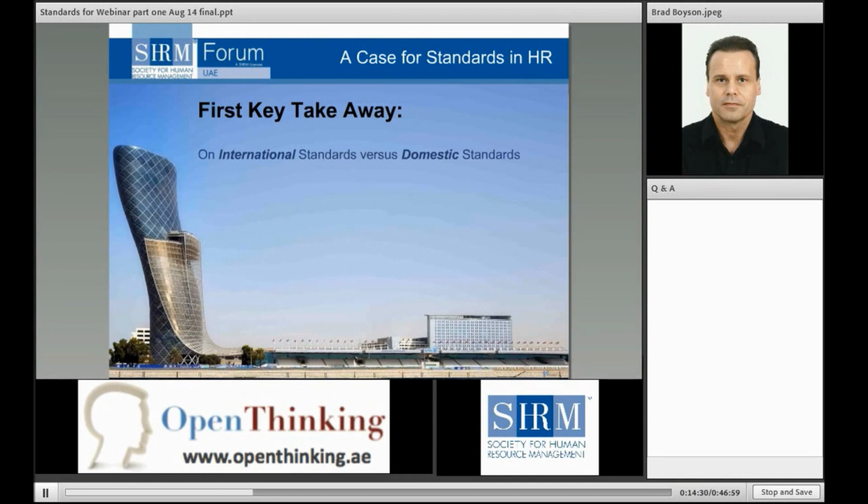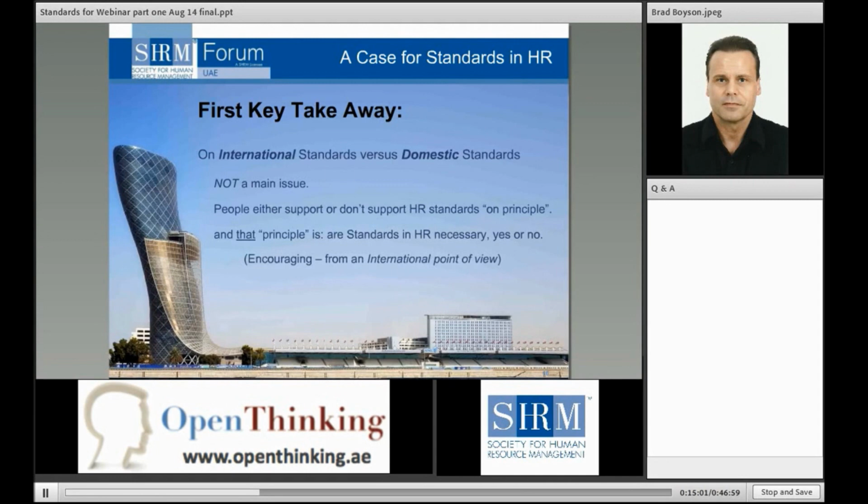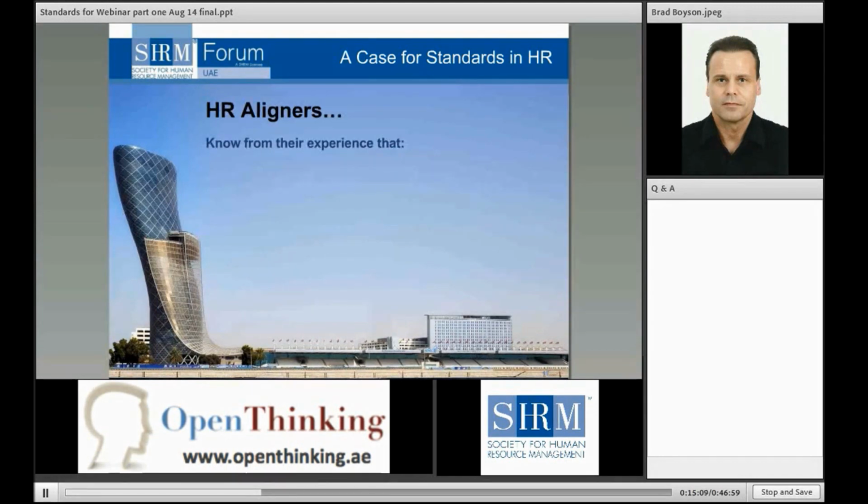So my first key takeaway from these two very distinct, very separate groups, the aligners and the artisans, is that when we're talking about the topic of international standards versus, say, domestic or nation-specific standards, it really doesn't come up at the beginning of the discussion. People either support or they do not support HR standards on principle. And what is that principle? That principle is, are standards in human resources yet necessary? Yes or no? And from an international point of view, I consider that very encouraging, that the international side of things is not the main issue.